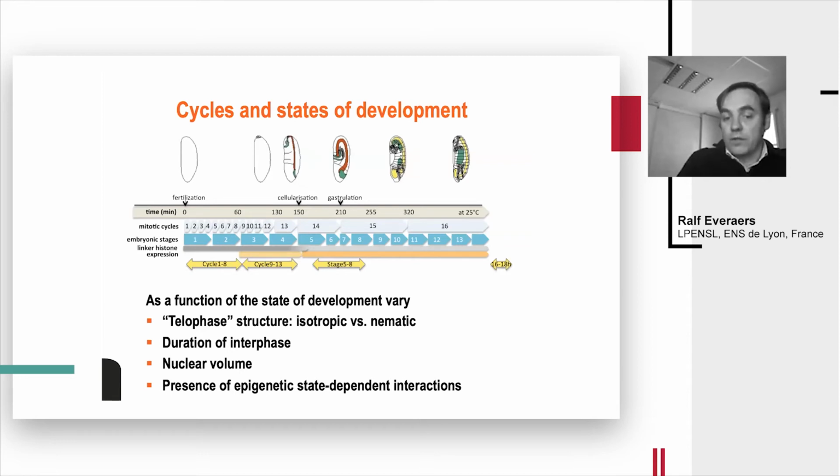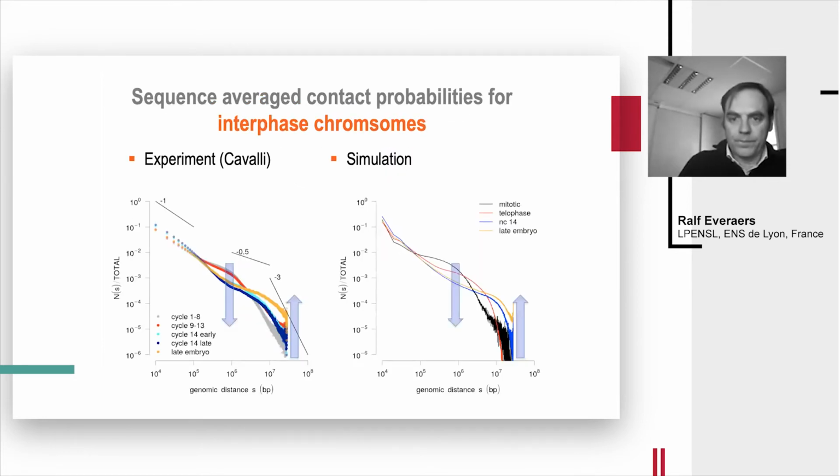We can vary the duration of interphase, which most certainly makes sense. Then the nuclear volume changes during development, so we try to take that into account. And then, of course, we can either switch on or switch off these epigenetic state-dependent interactions. So in the first part, I will switch them off. In the second part, I will switch them on.